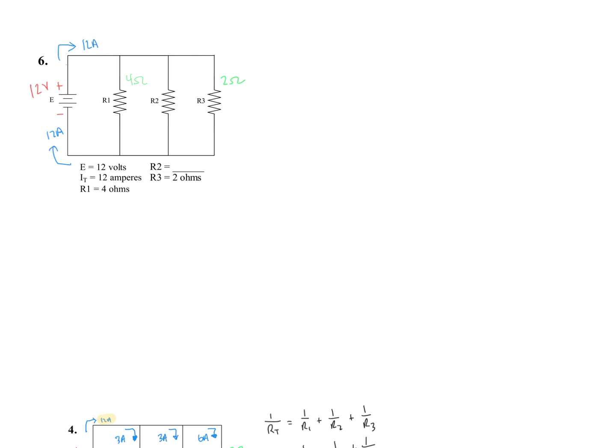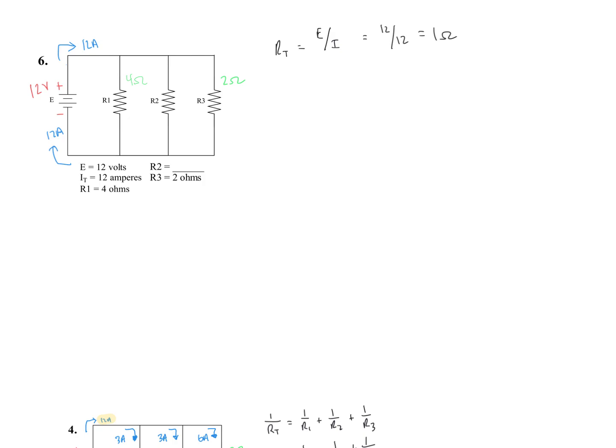So the first thing I'm going to do here is solve for what the total resistance is because I have voltage and amperage, right? So resistance total would be equal to voltage divided by amps in this case, which will be 12 divided by 12, or it looks like total resistance of 1 ohm, right?